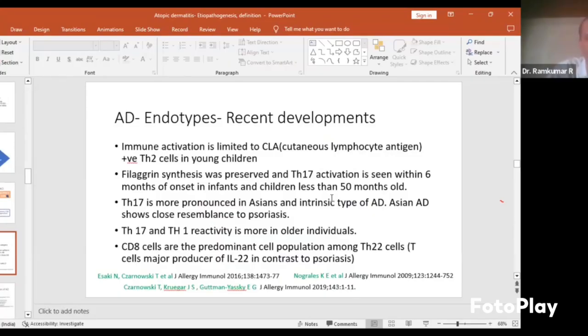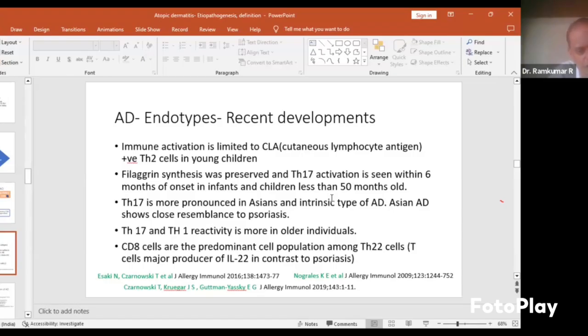Recently, a lot of work has been done on the endotypes. It has been found that filaggrin synthesis is preserved in infants less than 6 months of age. The Th17 response develops very early in life, but Th22 takes much more time, and Th1 takes much more time. Th1 activity is not seen in infants. This has been found out by many studies done on the transcriptome and immunohistology.